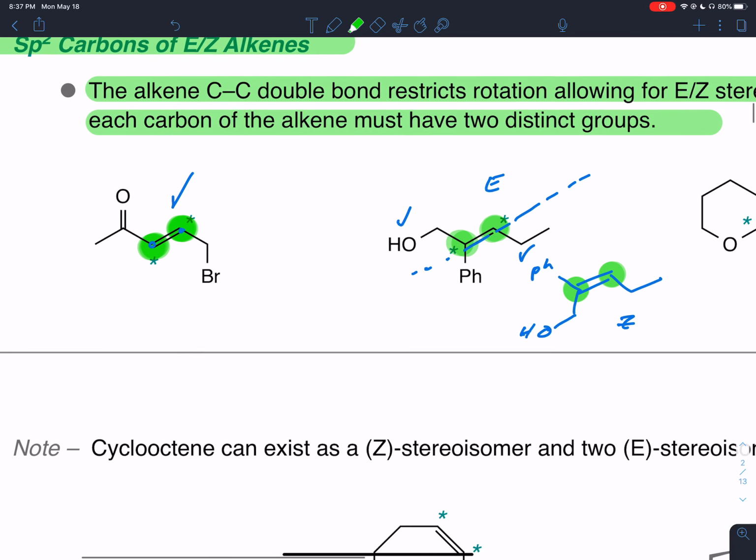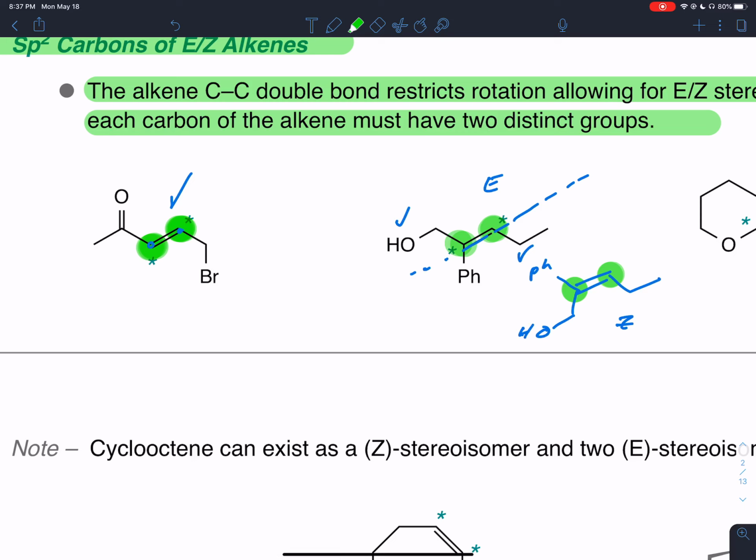Okay, so E and Z refers to priority groups being either on the same side or opposite sides. And again, these do not interconvert, but we could imagine going from one to the other by the interchange of two groups.